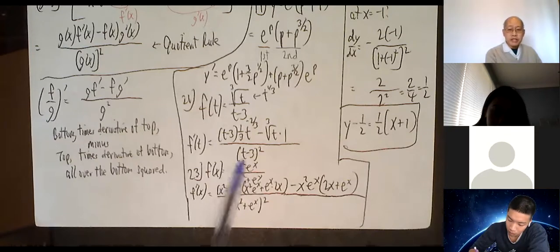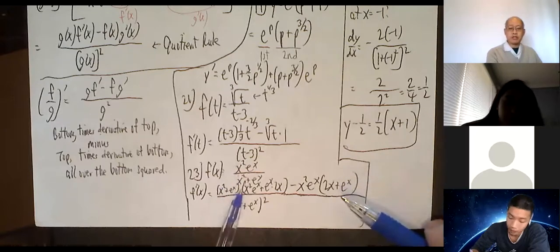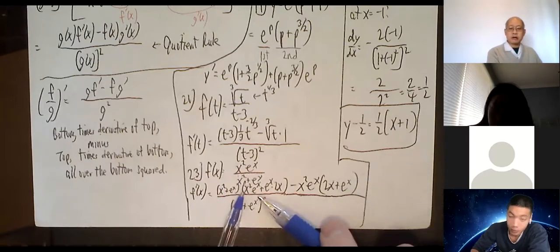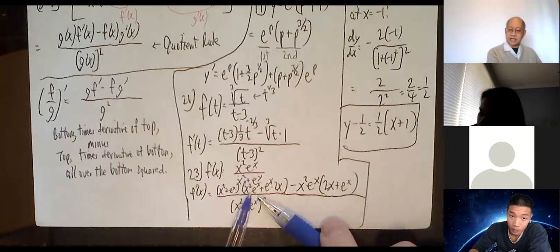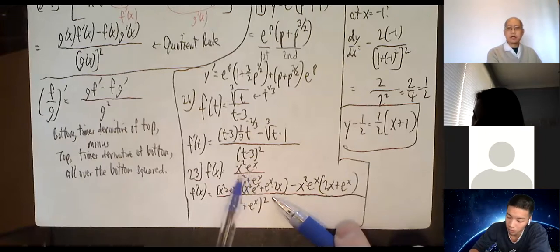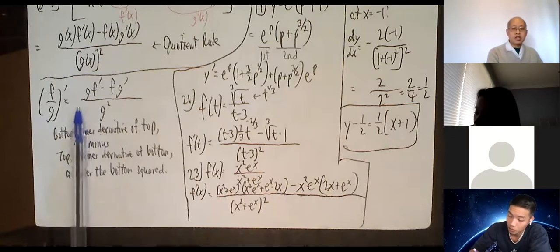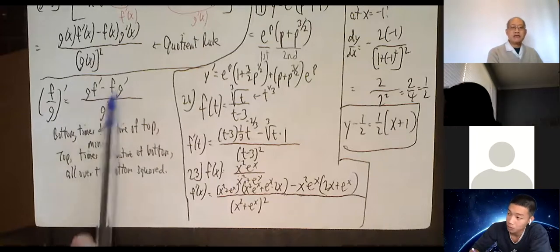So in the process of taking the derivative of the numerator, I have to do the product rule, which is first function, x squared, times the derivative of the second, derivative of e to the x is e to the x, plus second function, e to the x, times the derivative of the first. So what's the derivative of x squared? 2x. So I've done g f prime minus f g prime.